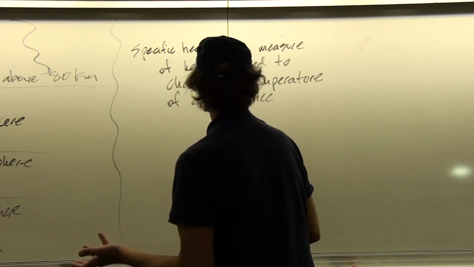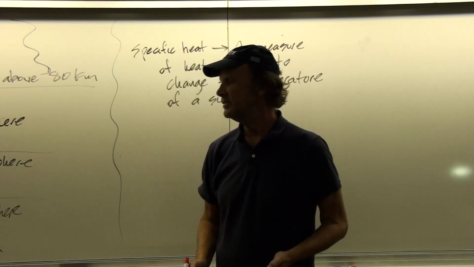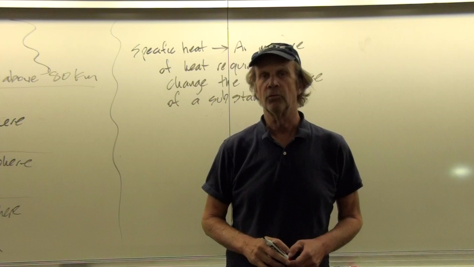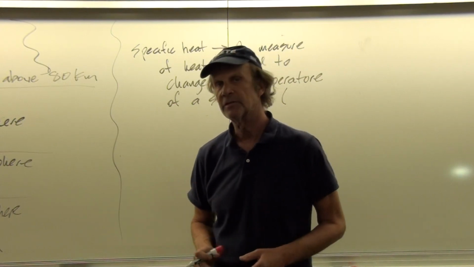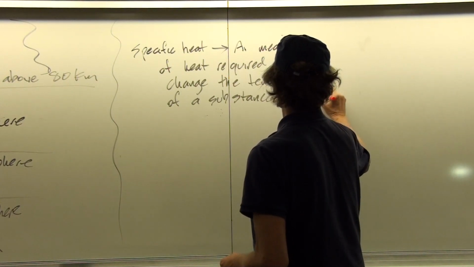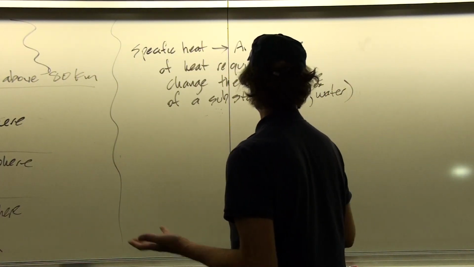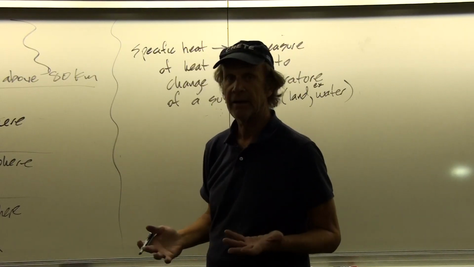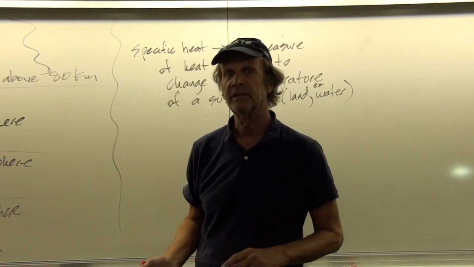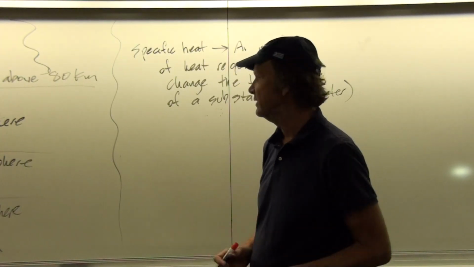What kind of substance might I be talking about here? Well, typically, when we're using this in terms of our understanding of the weather, the substances might be, for example, land or water. Of course, we could be talking about any kind of metal, which would have a certain specific heat. Copper would have a different specific heat than aluminum, for example. Wood would have a certain specific heat.